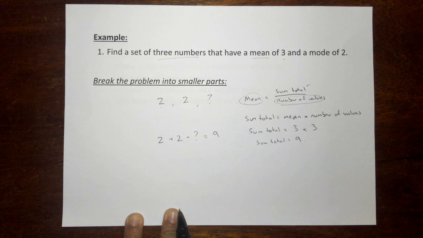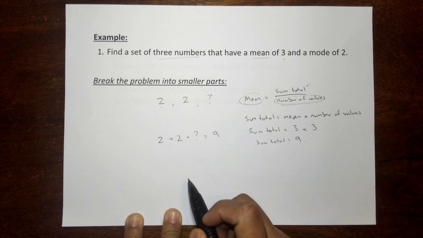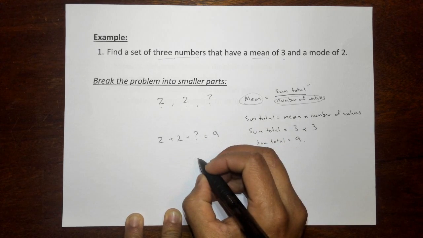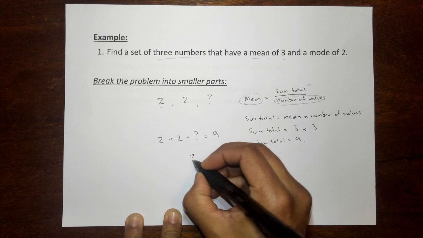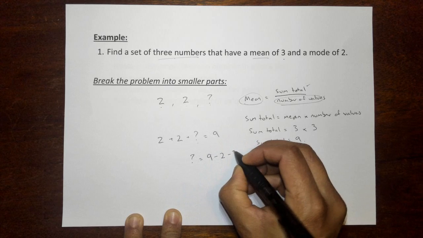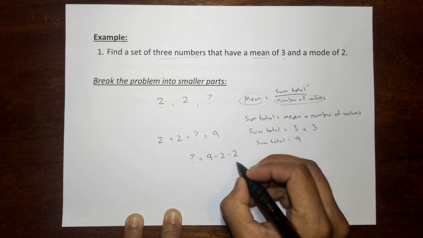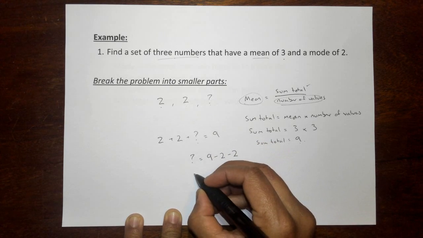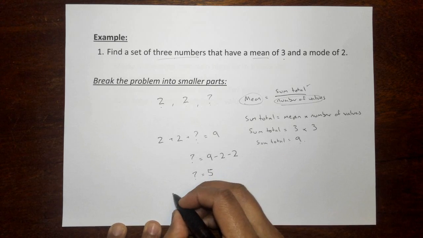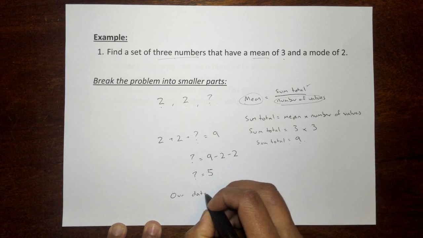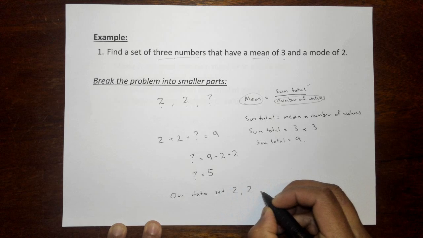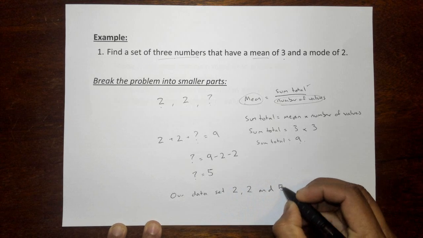Now for some of you guys, you can see straight away that that number there must be 5. Another way of looking at that is to say our unknown number is equal to 9, take away 2 and take away 2. 9 take 2 is 7, take another 2 is 5. So our unknown number is 5. That means our data set must be 2, 2 and 5.